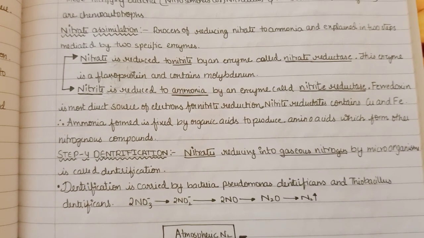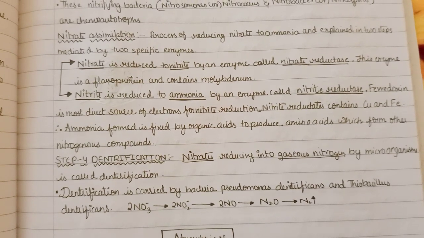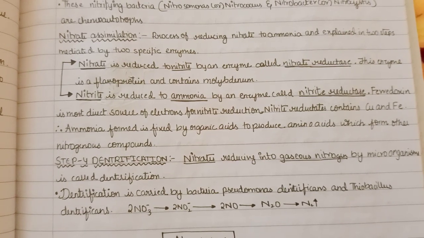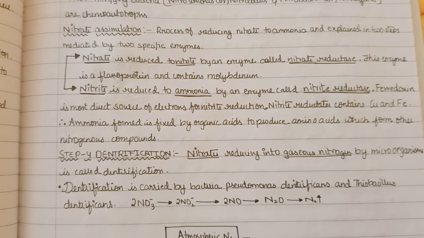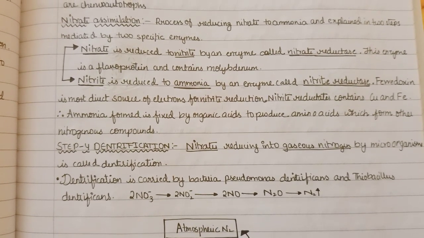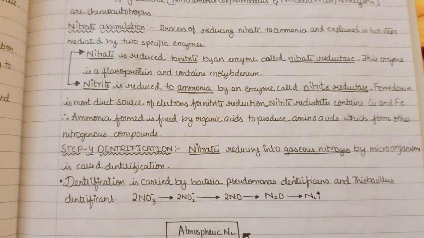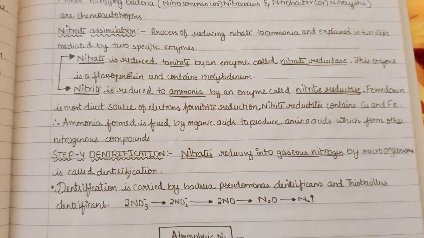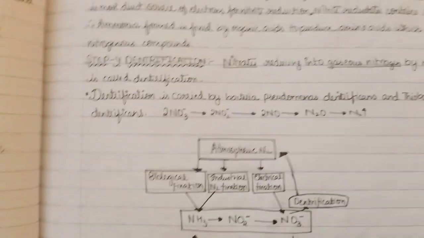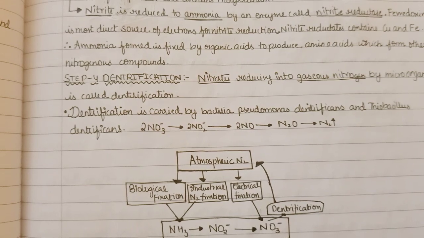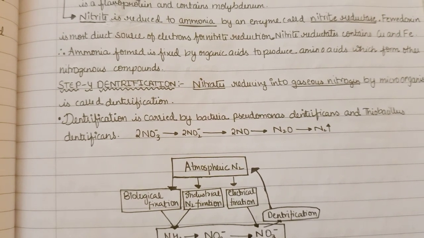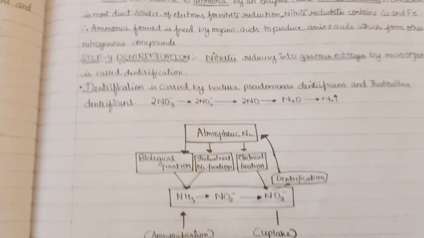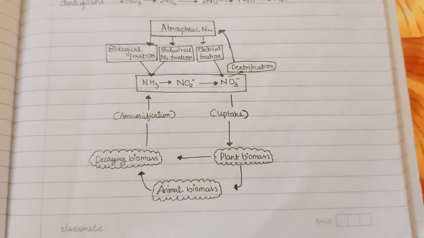Now step 4 is denitrification. Here nitrates are reduced into gaseous nitrogen by microorganisms, which is called denitrification. Denitrification is carried out by bacteria like Pseudomonas denitrificans and Thiobacillus denitrificans. Here you can see 2NO3 minus converted into 2NO2 minus, then 2NO, N2O and finally N2, which is released. Here you can see the whole nitrogen cycle.